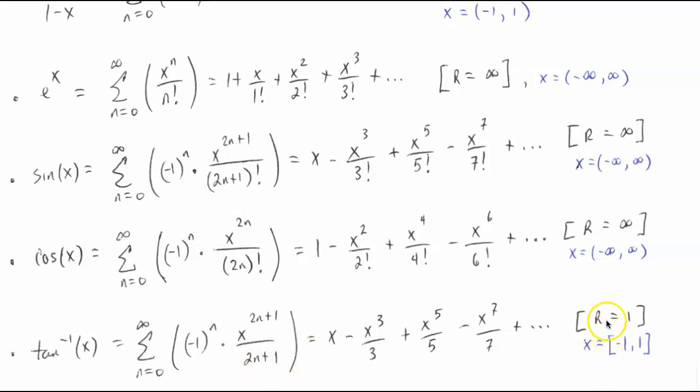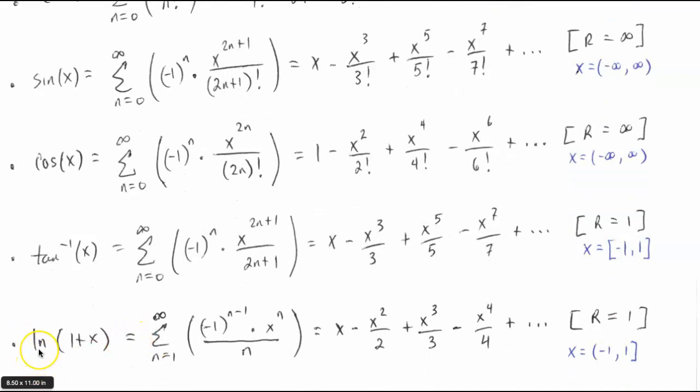Also, we know that the radius of convergence is 1, and therefore our interval of convergence ends up being from -1 to 1, where of course the end values -1 and 1 are also included. And of course this makes sense because we know that for tangent inverse, the domain of it is all values in between -1 and 1, including the end values as well.